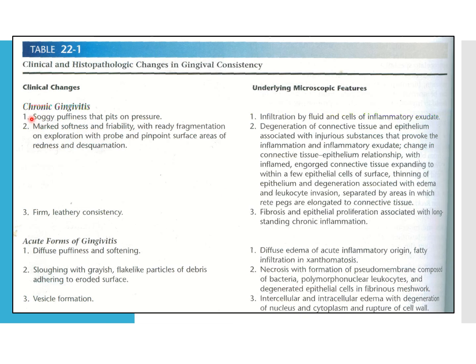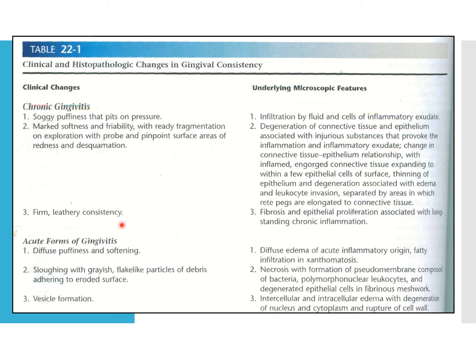In gingivitis, in the early lesion, you can see soggy puffiness. The reason is infiltration by the fluid and cells of the inflammatory exudate. There can be marked softness and friability with ready fragmentation on exploration with a probe, and pinpoint surface areas of redness and desquamation. This is mainly due to the degeneration of connective tissue and epithelium.